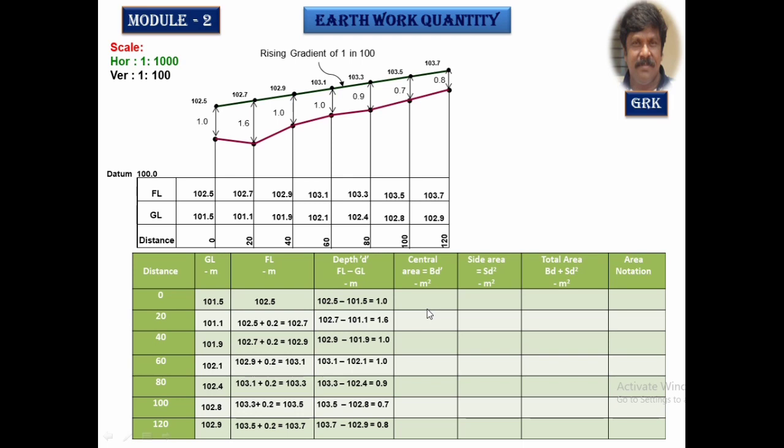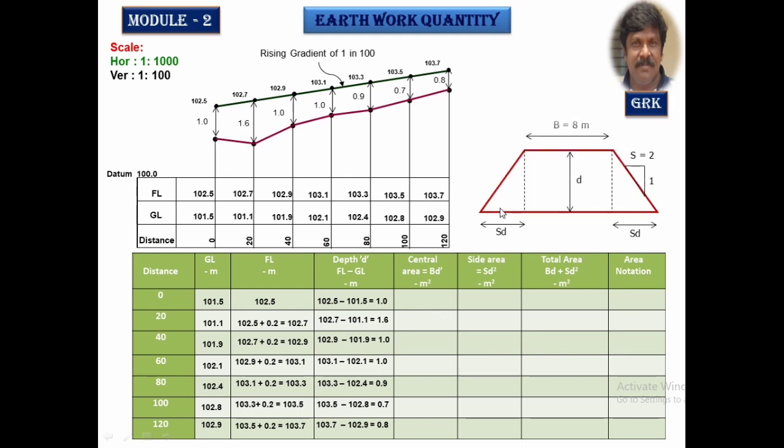Once you know it, put it in the formula for the central area section as well as the side section. Get me the total areas. This is B into D. B is 8 meter. 8 into 1 is 8, 8 into 1.6 is 12.8, like this it goes. Then S D square, the slope is 2. 2 into 1 square is 2. 2 into 1.6 square is 5.12. Like this, it goes on.